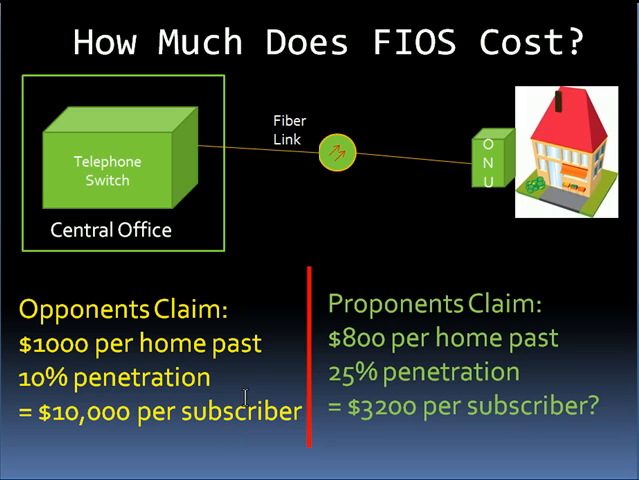Opponents claim, however, that the actual costs are closer to $1,000 per home passed and that penetration is likely to only be around 10%, thus resulting in a cost per subscriber of a whopping $10,000. In comparison to this, AT&T's UVerse system costs only a fraction, well under $1,000 per subscriber, because a key portion of the network, including the terminal that terminates curbside, is shared among multiple homes.